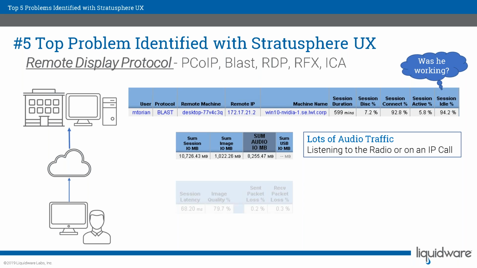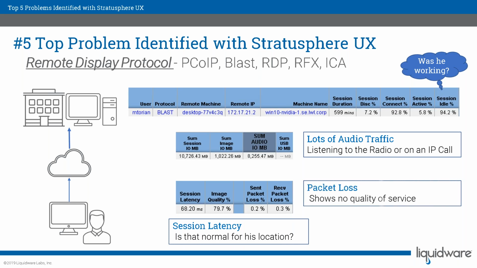Then we get to the more diagnostic part of it, session latency. Is that normal for his location? My data center is in Atlanta. I have users in Charlotte, Boca Raton, Florida, DC. So I need to know the latency of each one of these lines, and how much packet loss as well, because packet loss shows that quality of service is not turned on. If it's a private network and quality of service is turned on, I've got a big issue. If it's going across the internet, that's a little bit different problem.